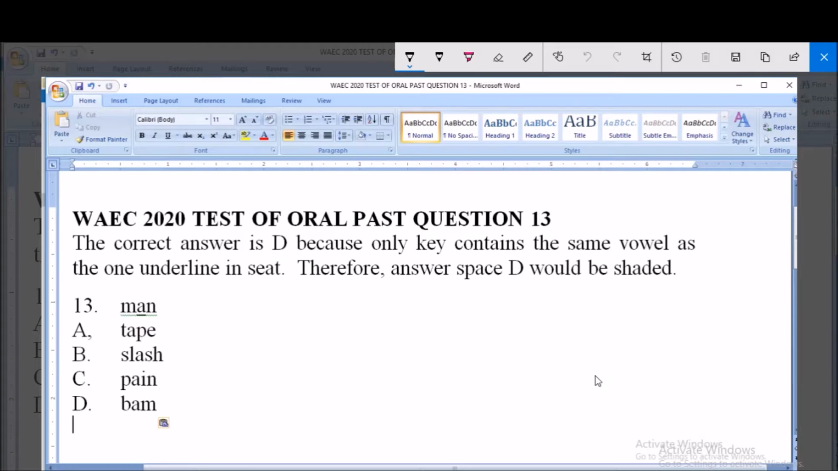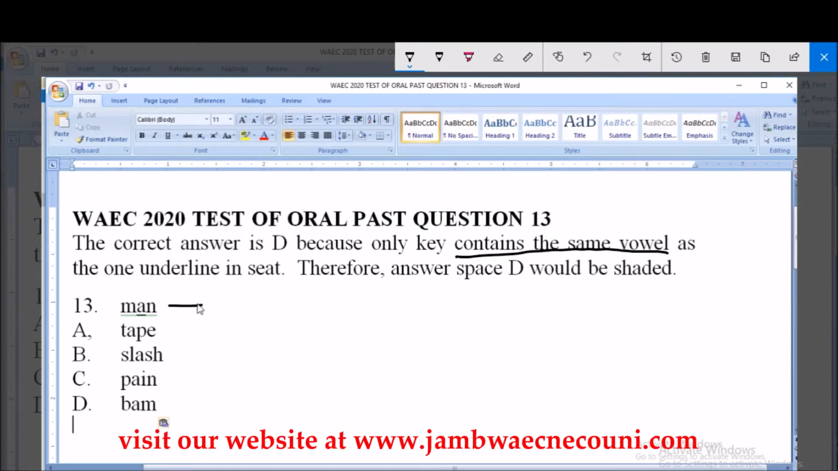2020 English test of oral past question. Question number 13. So we are still using the same instruction, looking out for the option that has the same vowel sound as in the given word. And the given word here is pronounced as man. And the underlying letter is letter A. So let us find out the letter A sound.